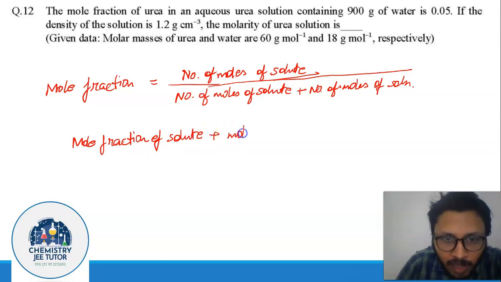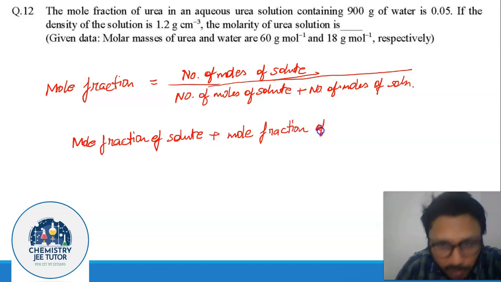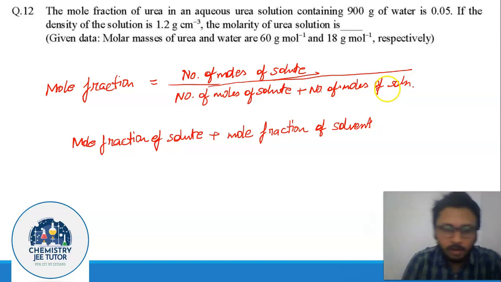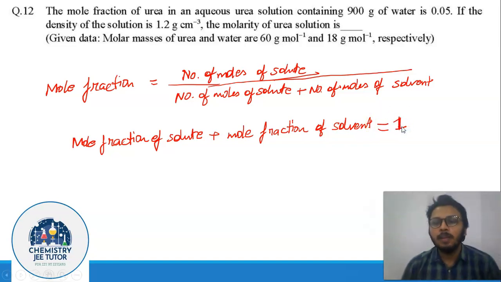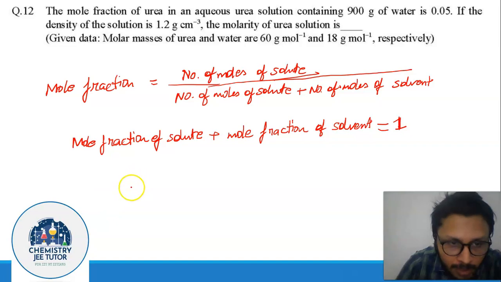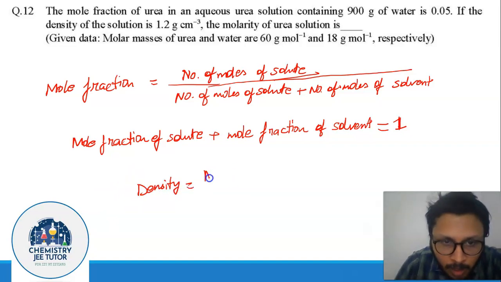Another thing you must remember is the mole fraction of solute plus the mole fraction of solvent is always equal to 1. This is also another thing that you should remember. This is all we need for this question. Also another formula we need is density is equal to mass per unit volume, right?